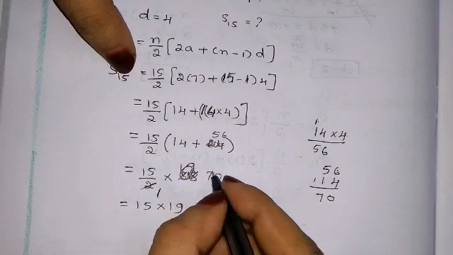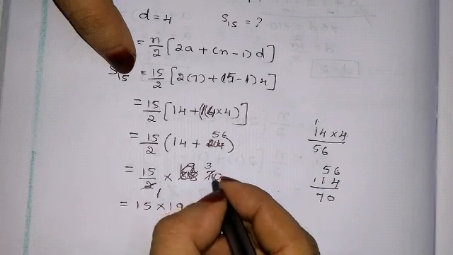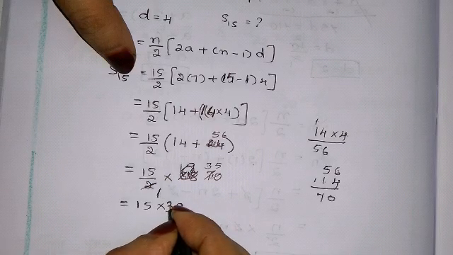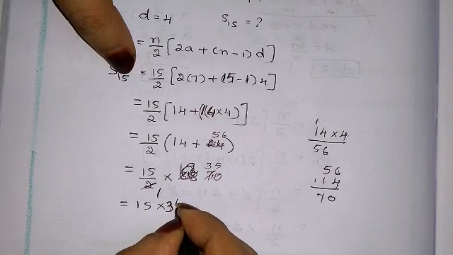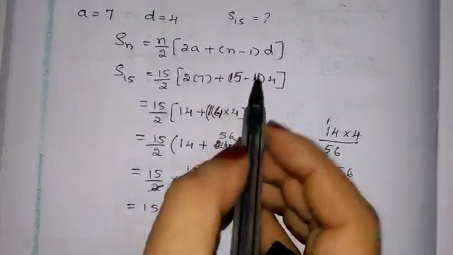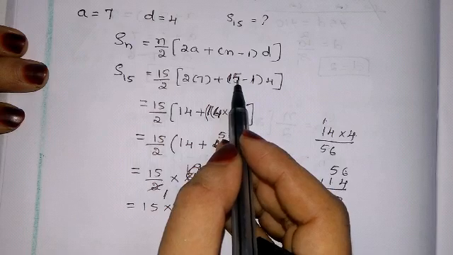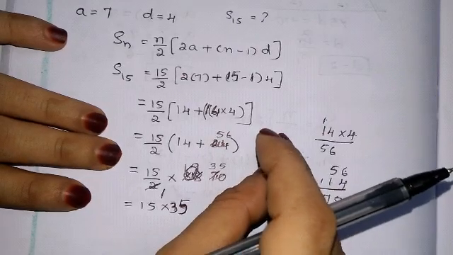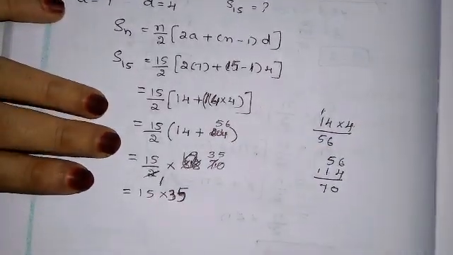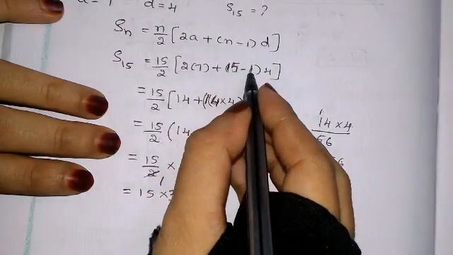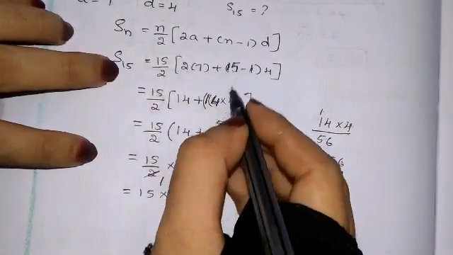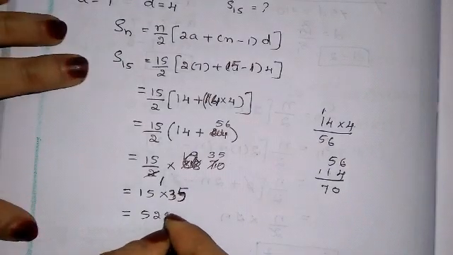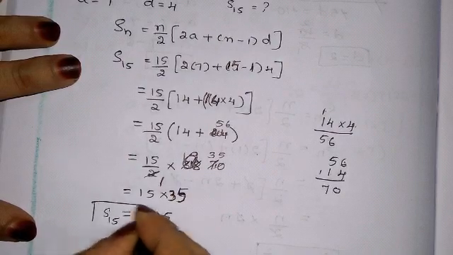2 1s are 2. 2 3s are 6. 2 5s are 10. 19 into 35. Okay. You can see it was just a small mistake. If it is a small mistake, you cannot get your answer. A small mistake makes your answer wrong. So we should be very careful. Here I took 7 minus 1, actually it should be 15 minus 1. So we got 15 into 35, which is 525. This is your sum of 15 terms answer.